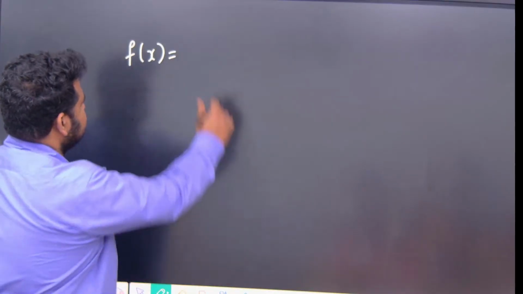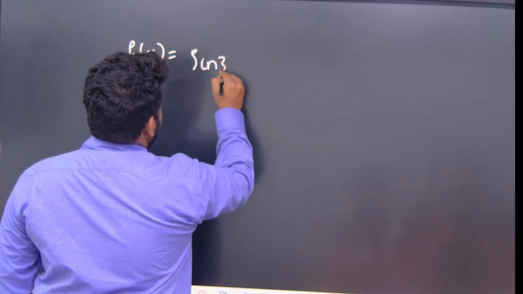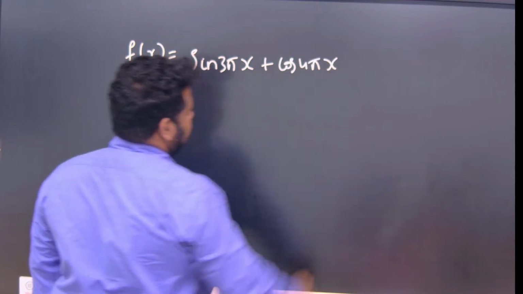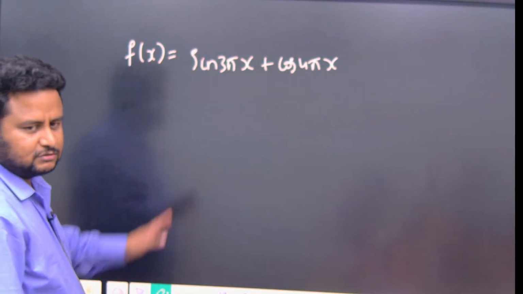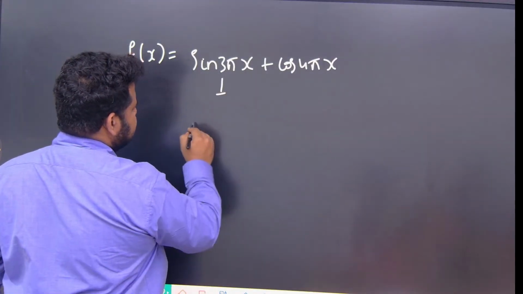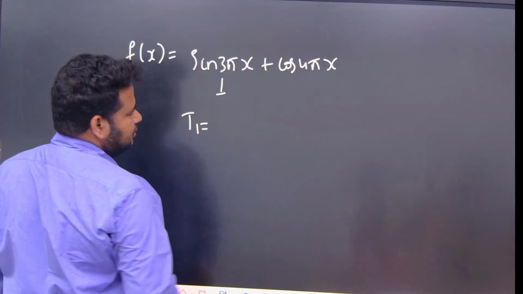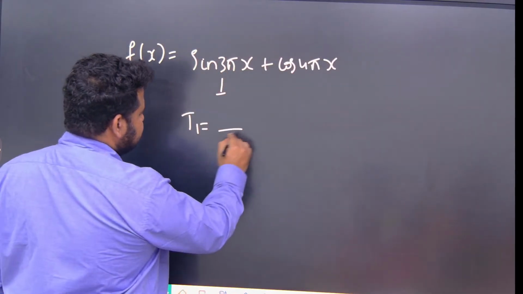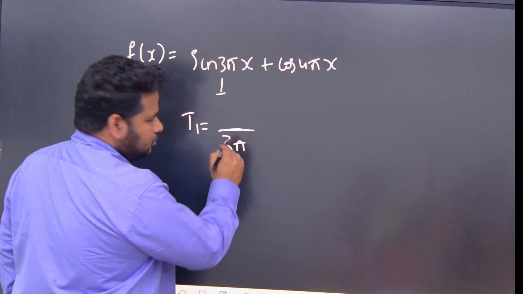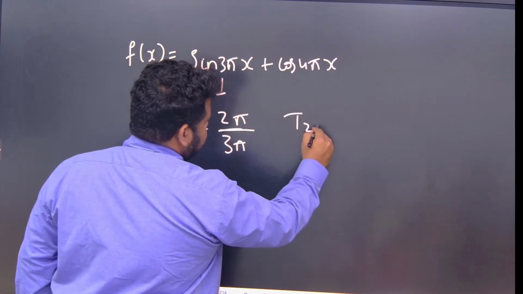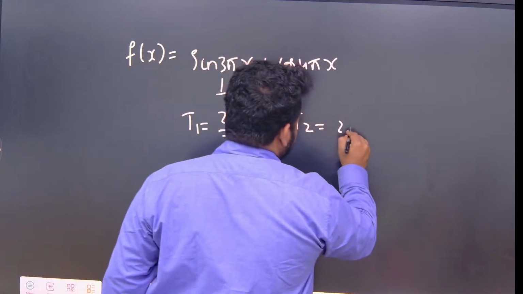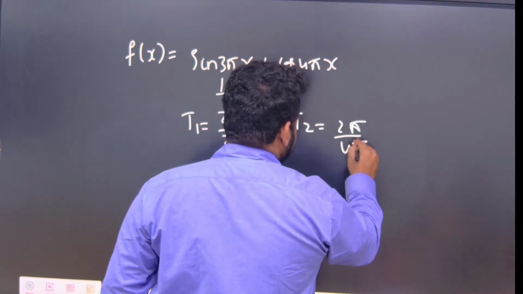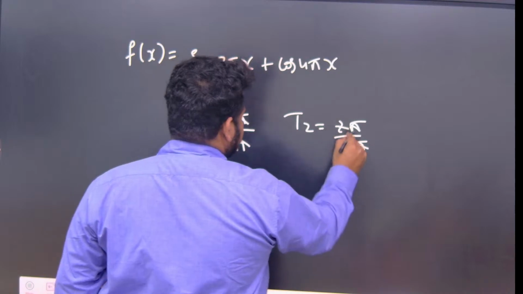Now f of x, let me write it as sin 3 pi x plus cos 4 pi x. Okay, I will ask you to find the period. Now see here, for this, the period, let me write this as t1. For sin ax, the coefficient is 3 pi. So I should write 2 pi by 3 pi. Period of sin is 2 pi. Okay, good. So t2. Period of cos is 2 pi by 4 pi. So what will I write? Pi and pi I can cancel, so 2 by 3 and 1 by 2.